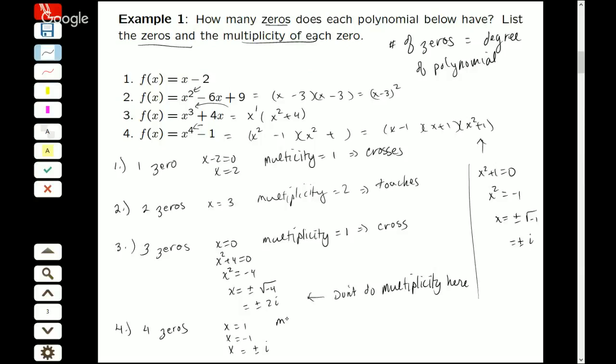Now tell me about the multiplicity for the first one. Single. It equals 1. So does it touch or cross? Crosses. Tell me about the multiplicity for the second one. It's going to cross. And then we don't do the multiplicity for the imaginary ones, only for the real ones.